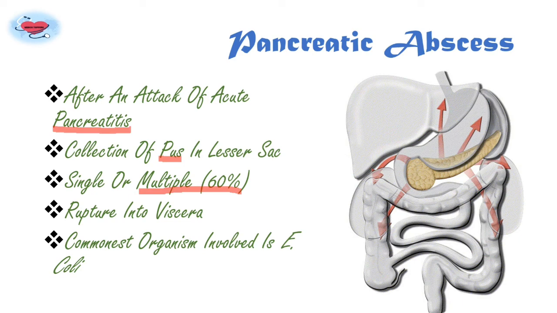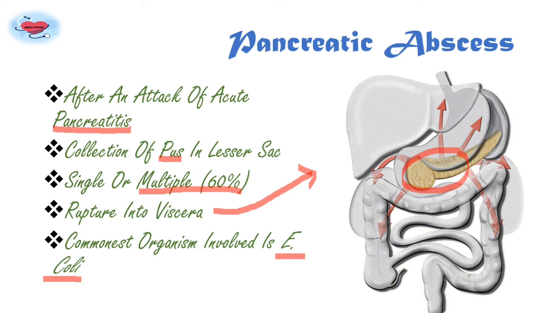Abscess may rupture. If it gets ruptured, that may involve the viscera or other organs of the abdomen. Clinical features are mainly pain in abdomen, tenderness, and the commonest organism is E. coli. That is the main thing you have to remember. E. coli is the commonest organism.